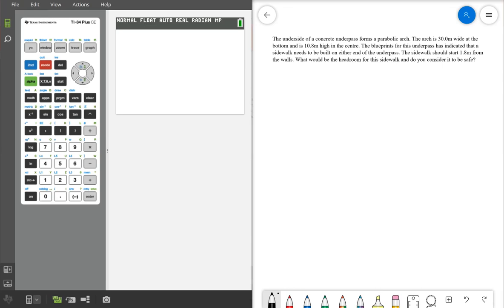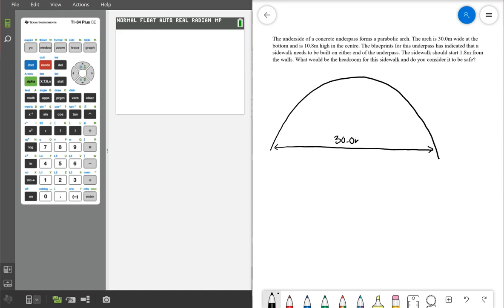First, I need to draw a picture for this one because, again, it's kind of hard to visualize. So I'm going to start with a picture, and I have a parabolic underpass. What we know about this underpass is that it is 30 meters wide at the base. What we also know about it is that it is 10.8 meters high at the center. So the distance from here down to the bottom is 10.8 meters.